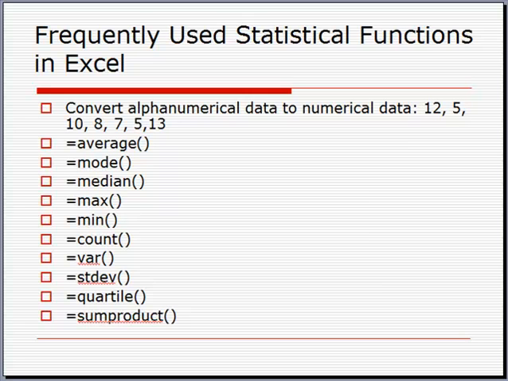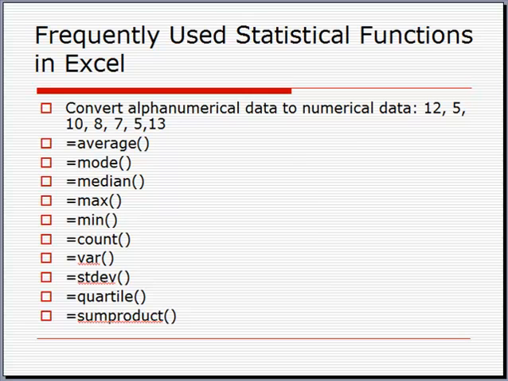Count, C-O-U-N-T, is a function to find out how many numerical data are in the list. Now, to find out the sample standard deviation, we can use the function STDEV. To find out the sample variance, we can use the function VAR. We also have the function quartile. It's a function you can use to find the first quartile, Q1, the second quartile, Q2, and the third quartile, Q3.